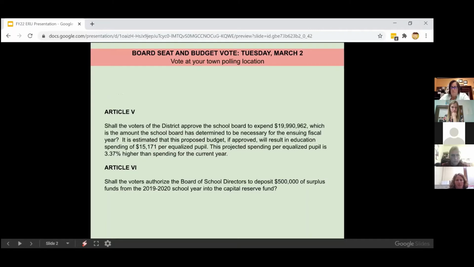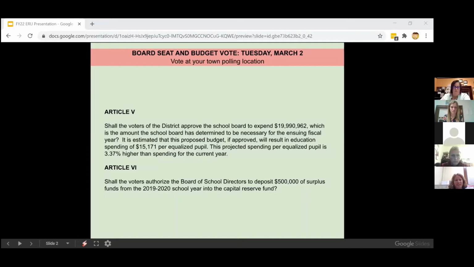Okay, Article 4. As you can see, shall the voters of the district approve the school board to expend $19,960,962, which is the amount the school board has determined to be necessary for the ensuing fiscal year. It is estimated that the proposed budget, if approved, will result in education spending of $15,171 per equalized pupil. This projected spending per equalized pupil is 3.37% higher than spending of the current year, which through the presentation tonight, we're going to be explaining in detail.